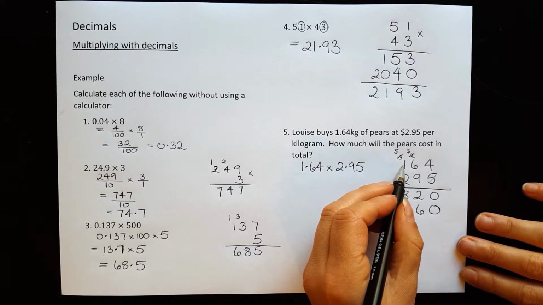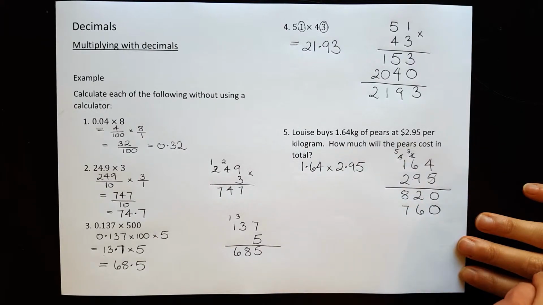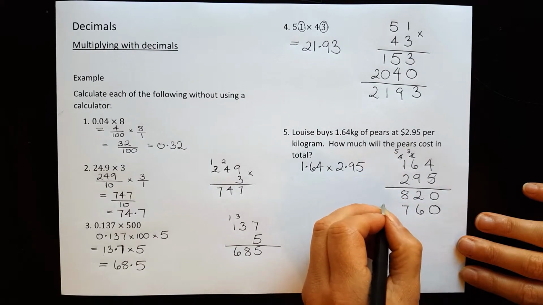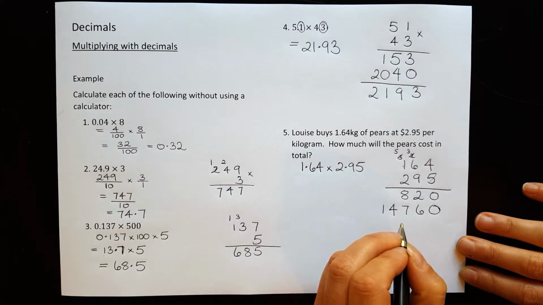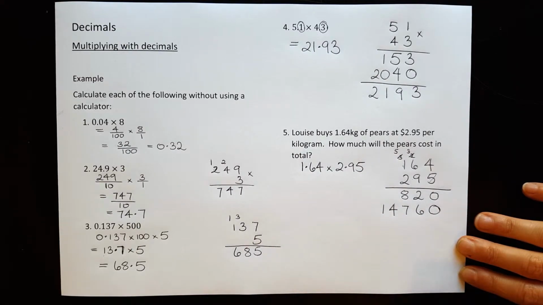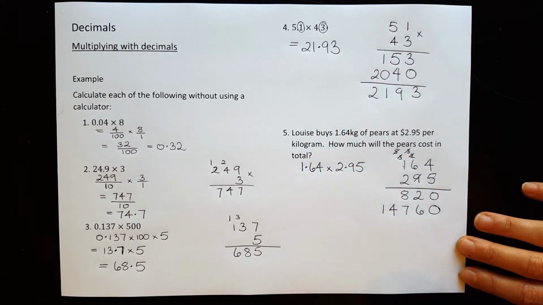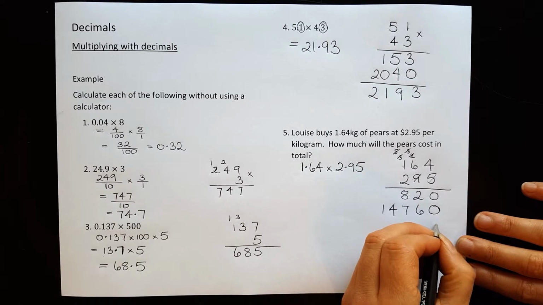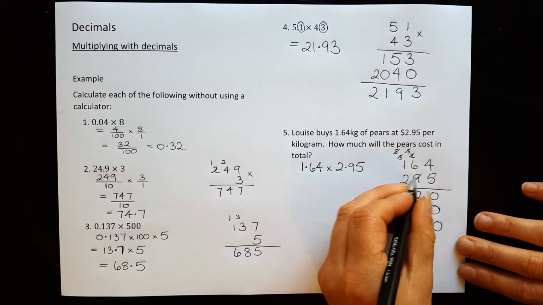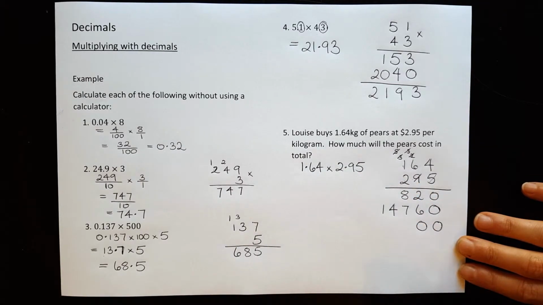9 times 1 is 9, plus the 5 is 14. Okay, then we want to cross these out and move on to the 2. So first of all, I need to put down 2 zeros because I'm multiplying in the hundreds position now.